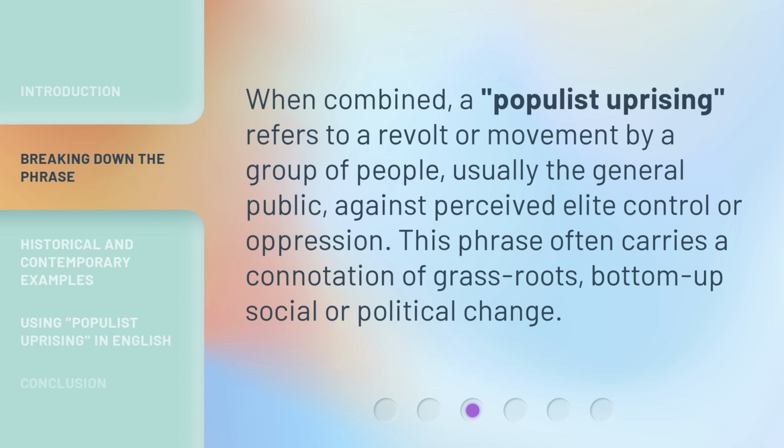When combined, a populist uprising refers to a revolt or movement by a group of people, usually the general public, against perceived elite control or oppression. This phrase often carries a connotation of grassroots, bottom-up social or political change.